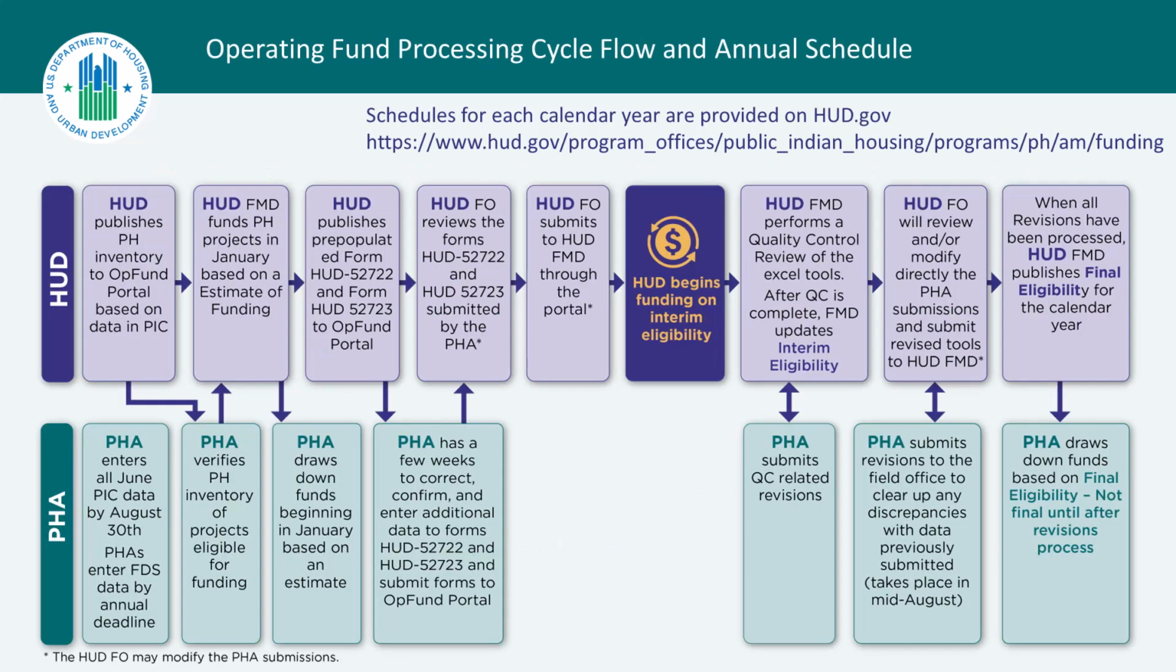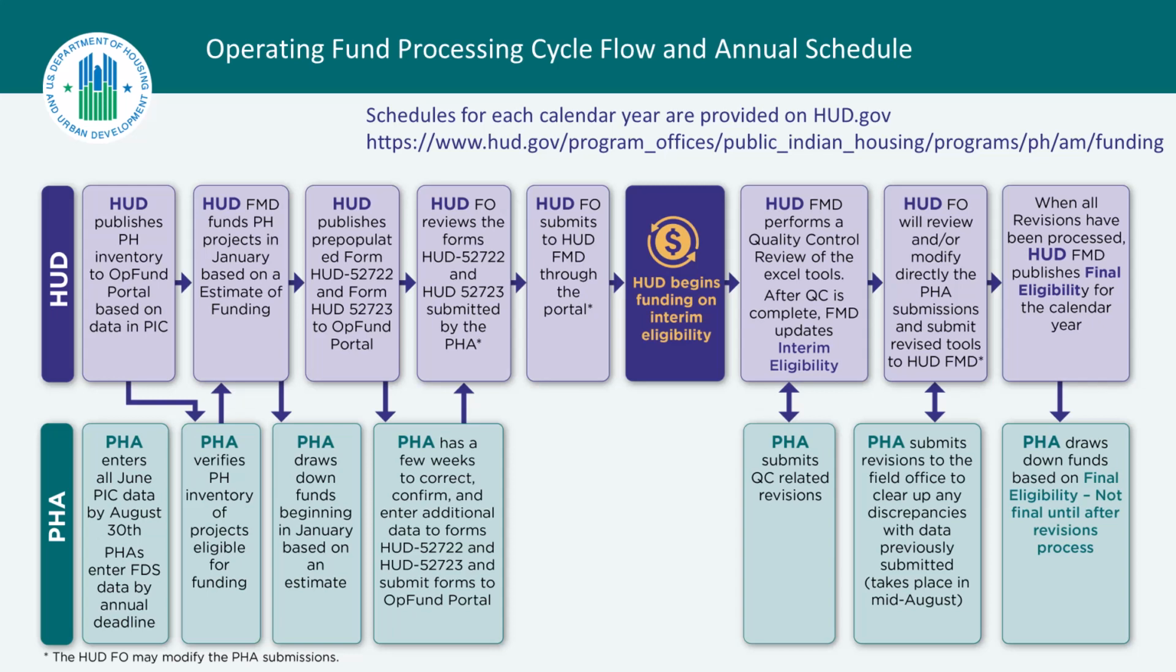As we discussed in the introduction to this training series, the Operating Subsidy Annual Processing Cycle runs on an annual calendar year cycle. The actual schedule varies from year to year, so please refer to the PHA Op Fund submission schedule for each calendar year for specific dates.